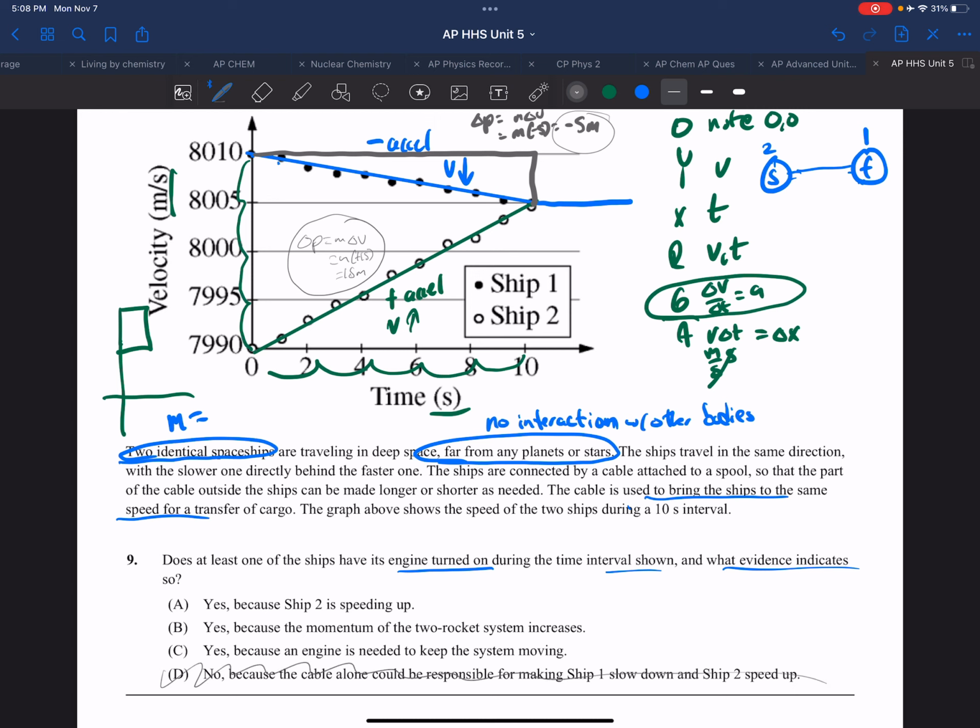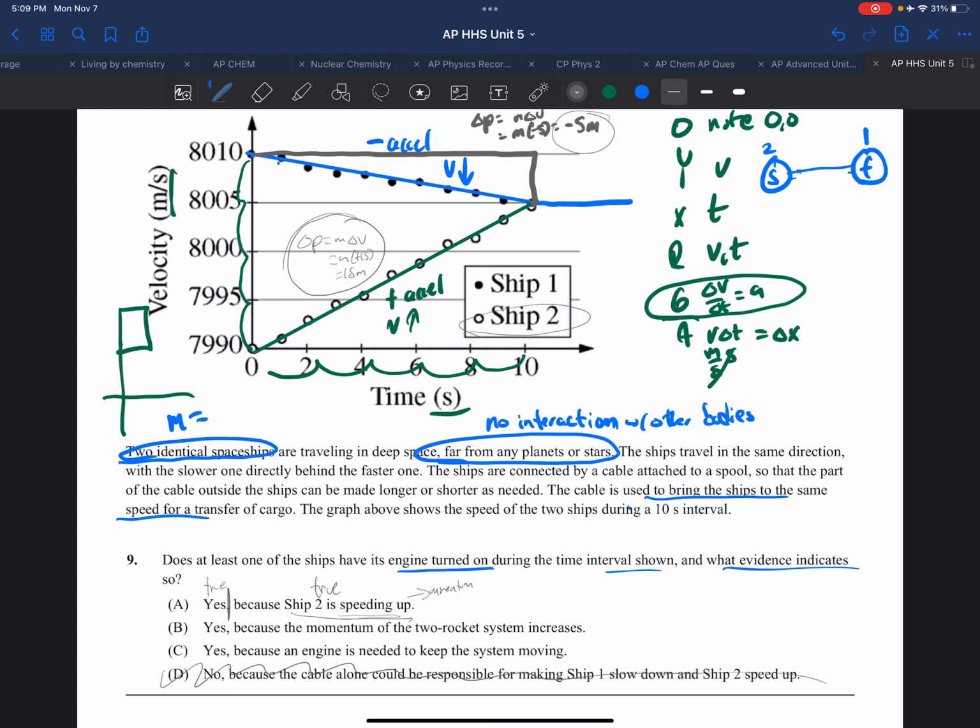Ship 2 is speeding up. Well, ship 2 is speeding up, and that does look like it's true. It is a true statement. Yes is correct. This is a true statement. But is it evidence? We have to be careful. Yes is true. It is true that 2 is speeding up, but that's not how we know that. We don't know it based on the speed alone. It's about the momentum. So we want to be careful.